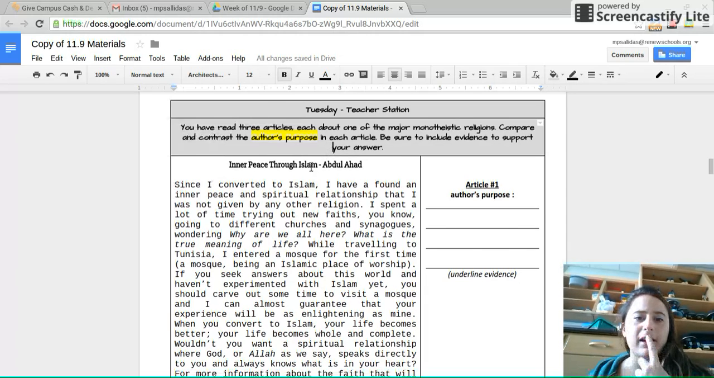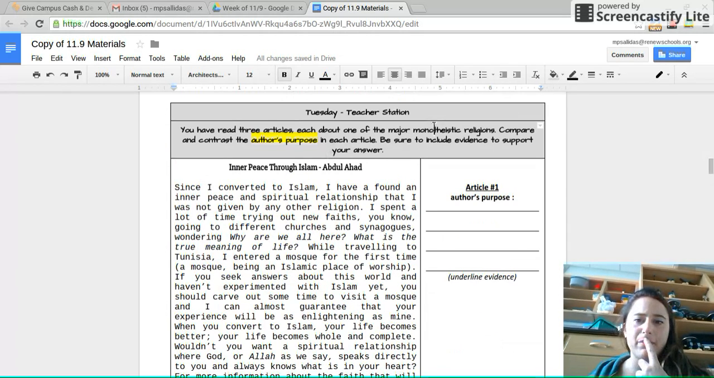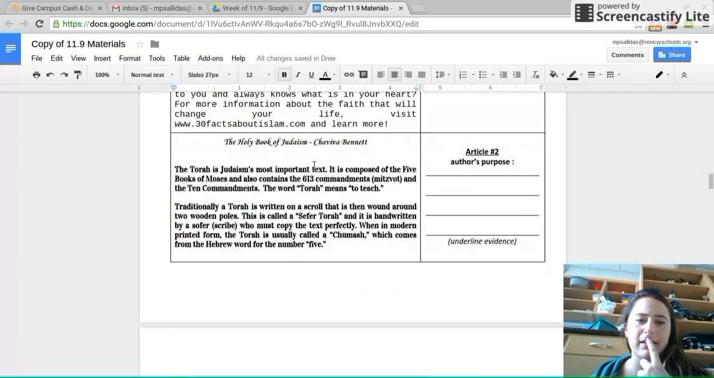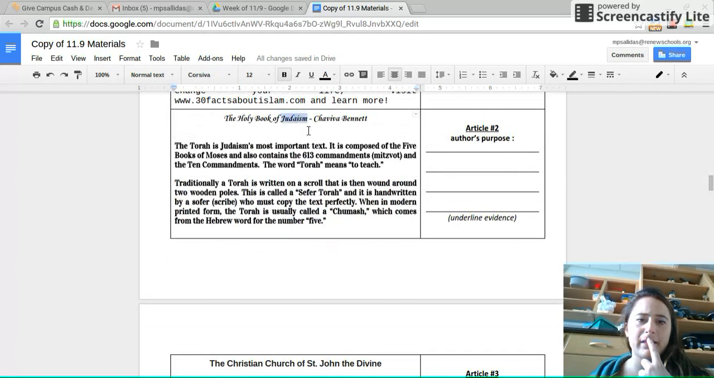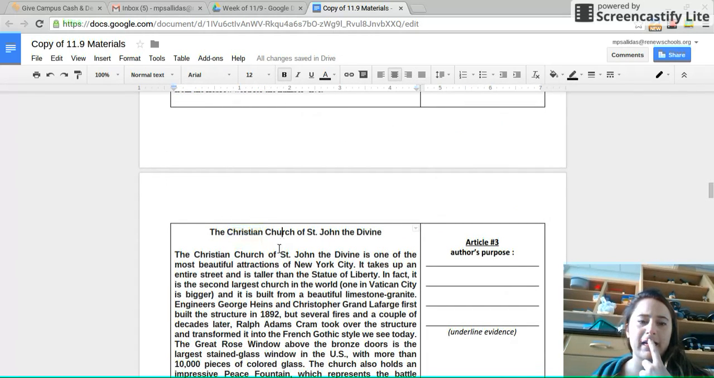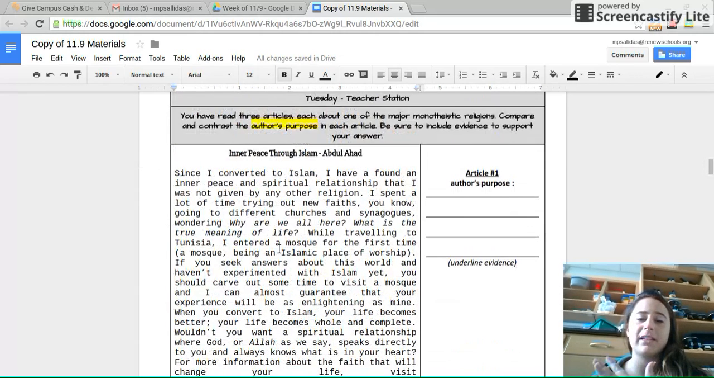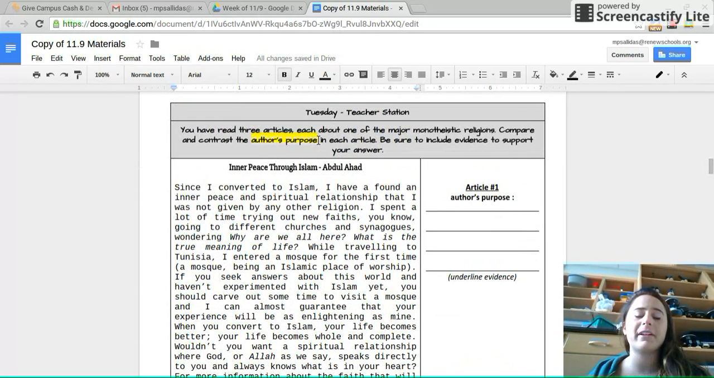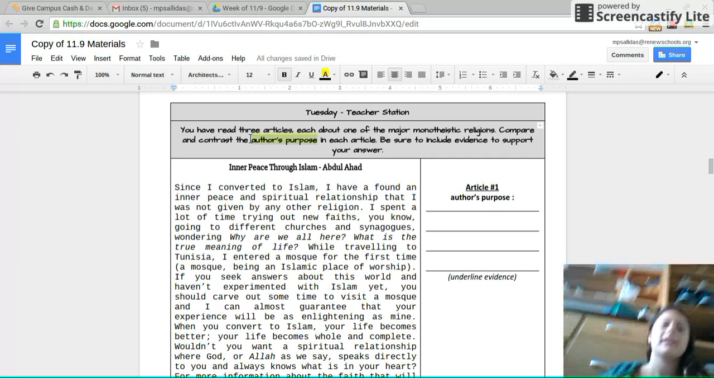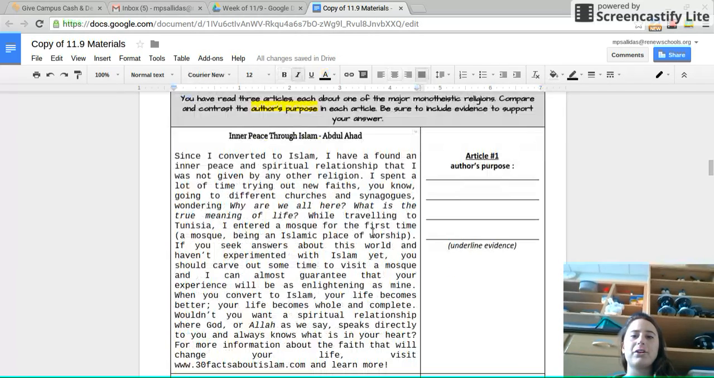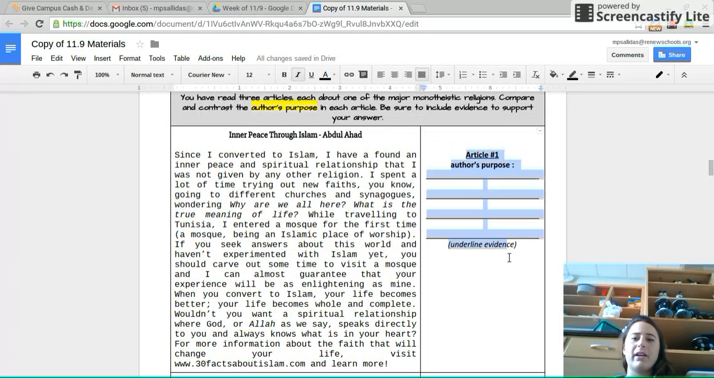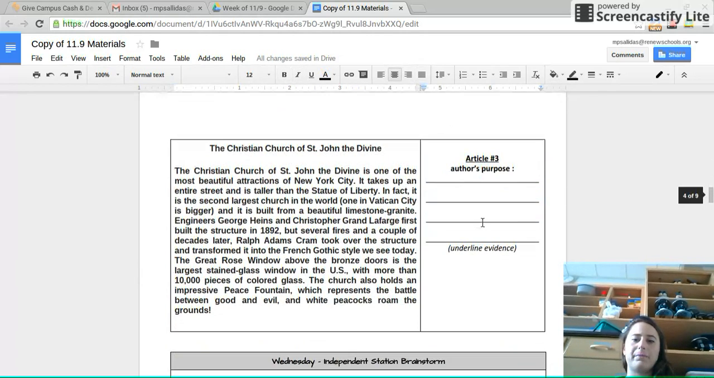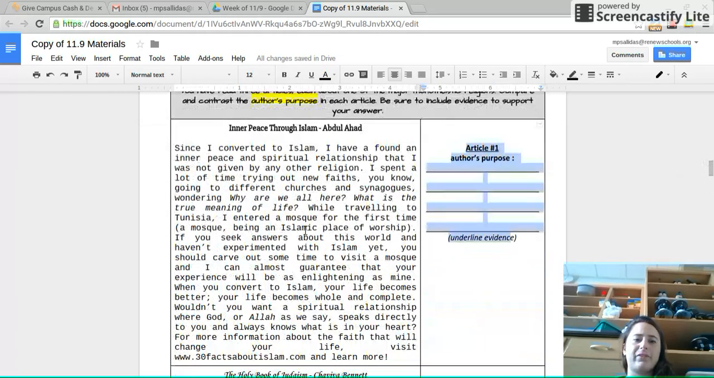So we are going to be reading 3 articles about the major monotheistic religions. One's about Islam, one's about Judaism, one's about Christianity, but they're all talking about totally different things, and they all have a very different purpose. So we're going to compare and contrast the purpose in each article. Today, your goal is to read all 3 and write down the purpose of each one. Follow along while I read the first one.